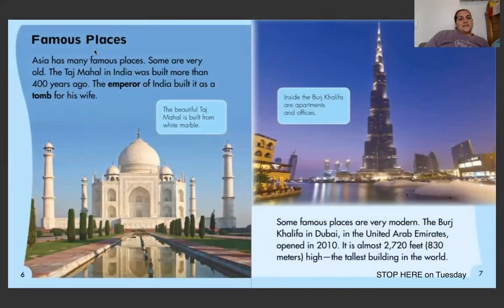Famous places. That's what text feature again? A heading, good job. Asia has many famous places. Some are very old. The Taj Mahal in India was built more than 400 years ago. The Emperor of India built it as a tomb for his wife.